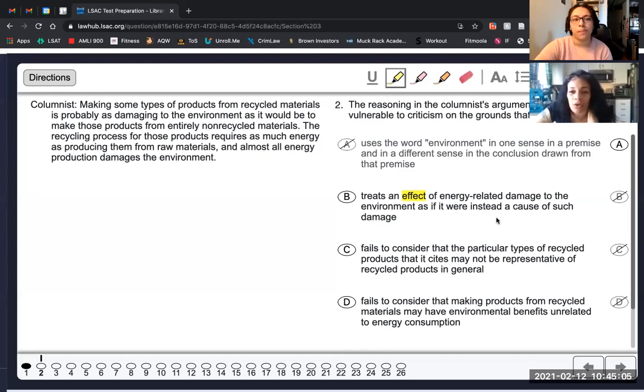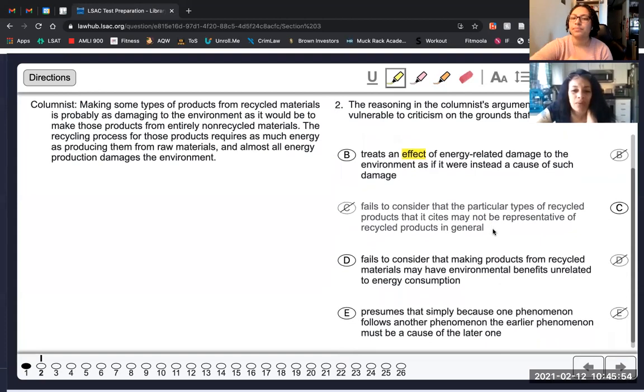The reasoning in the columnist's argument is most vulnerable to criticism on the grounds that the argument. What I see in C is that they're saying it fails to consider that the particular types of recycled products it cites may not be representative of recycled products in general. I'm not liking C. So we just take it out. Listen to your gut, because especially on these flaw questions, we listen to people make flaws every day, and we can think of examples of each of these.